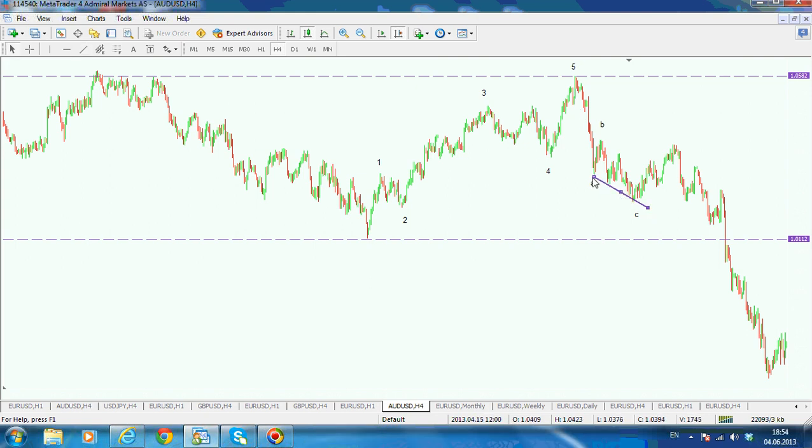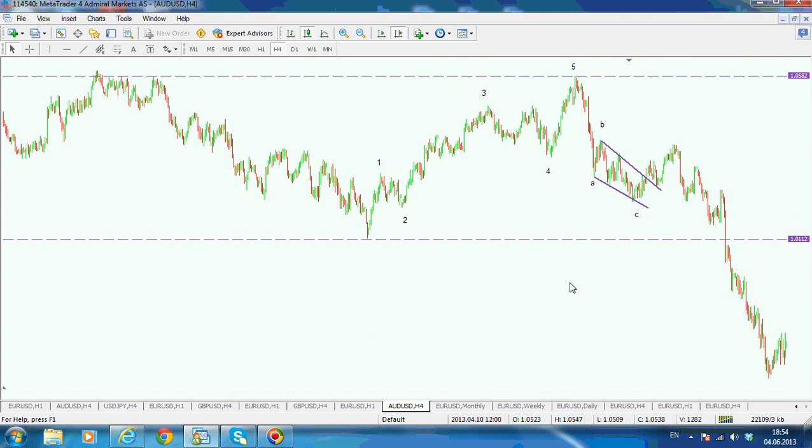Well, the count is not correct. And why is the count not correct? Well, this is tricky, and as you can see, the lows here are being taken, and that means that all this move here was actually a correction in itself, probably an A, B, and C, and then the move to the downside.